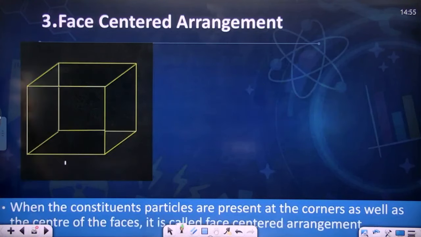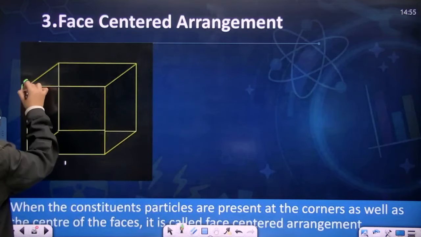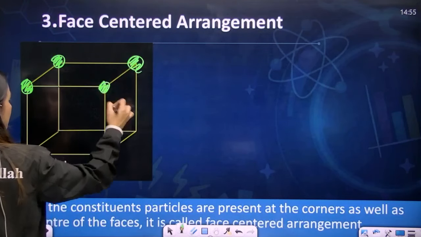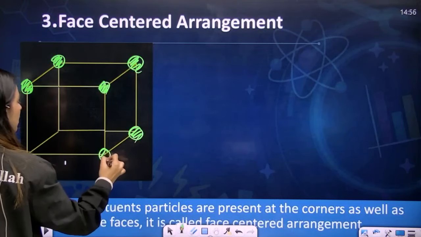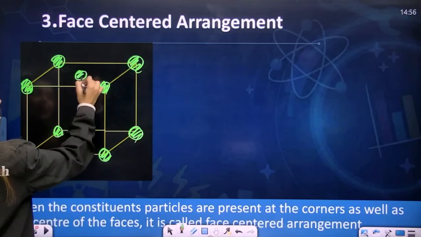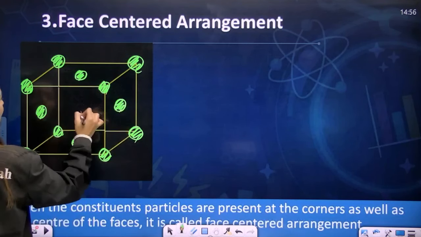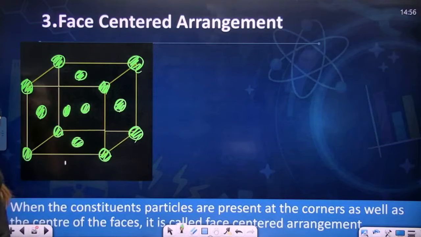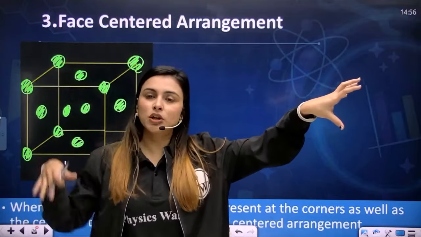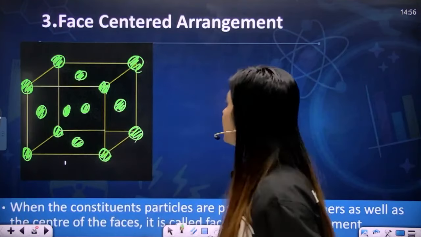Let's move forward. Next, face-centered arrangement. In face-centered arrangement, my dear students, your atoms are still present at the corners. Other than corners, they can be present at the center of all the faces. You have six faces. They can be present on the center of each face. That means, just consider the walls. You have six walls in a cube and all the wall centers can be occupied. So this is the face-centered arrangement.